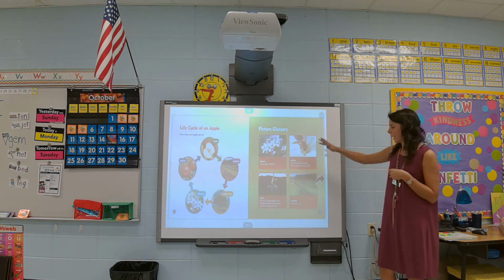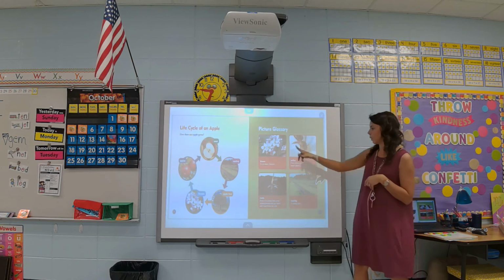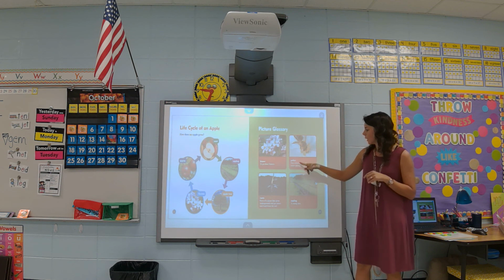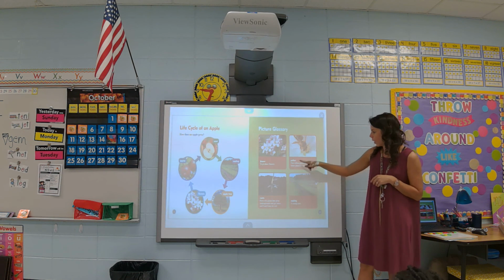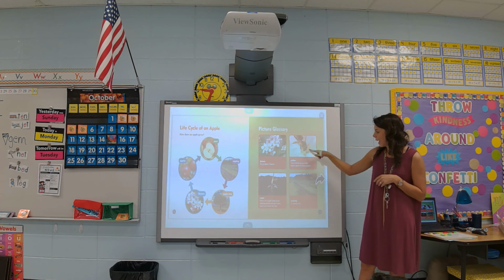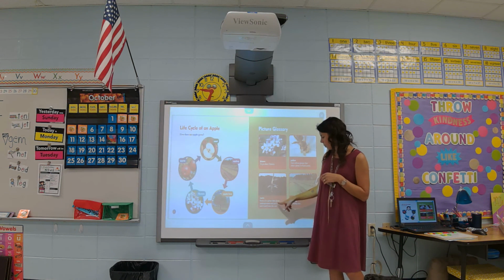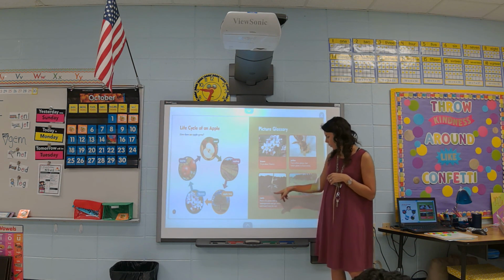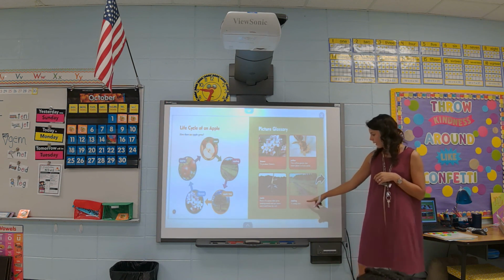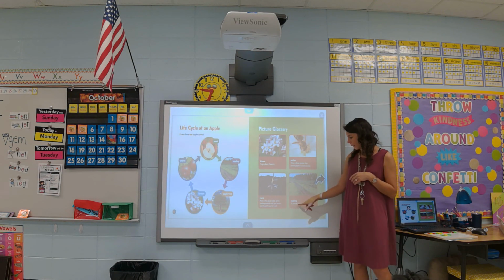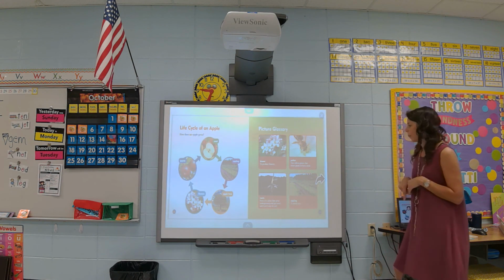So then we have our picture glossary right here. It gives us those pictures and some words and definitions. Okay, we learned that pollen was that tiny yellow dust that's inside the flower. And then our roots was the part of the plant that grows underground. Okay, it gives us our word and our definition. We said a sapling was a young tree.